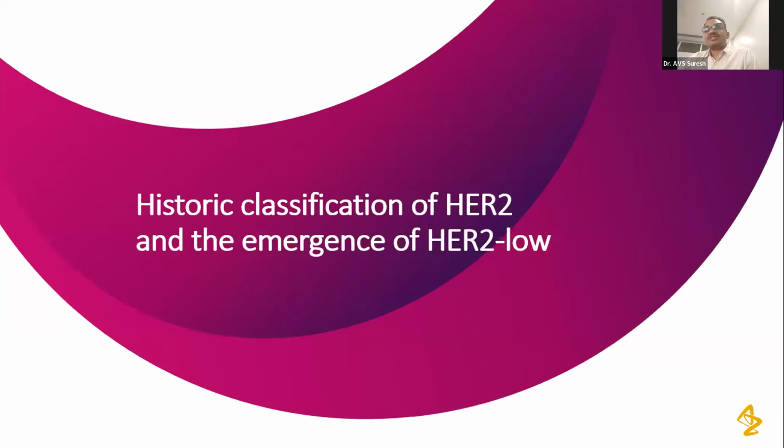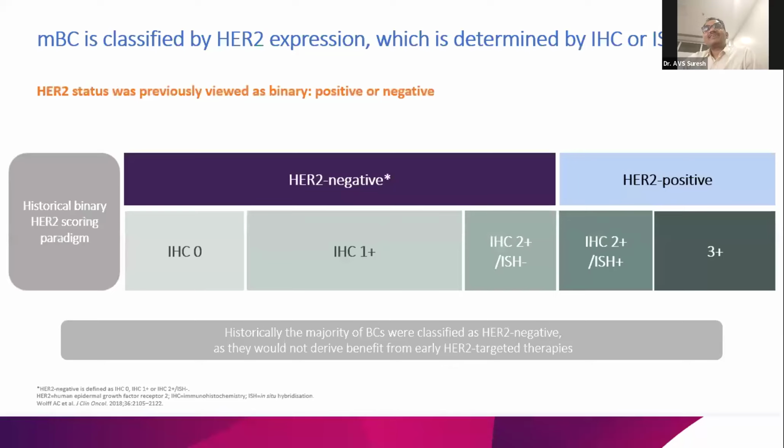The historical classification. If you look at it, it is 0, 1, 2. That's what we do. If it is 2, we split, we do ISH, either DISH or FISH. And then if it is positive, you call it amplification and then go for the trastuzumab-like drugs. If it is 3+, it is straight away. Next, please.